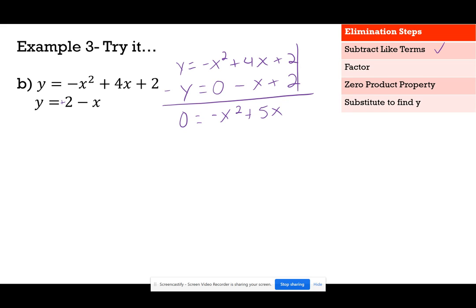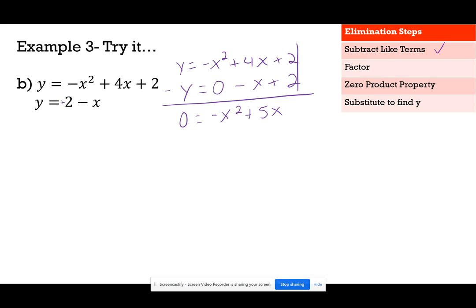Now we need to factor. So looking at the right-hand side, this one would not be good for the diamond method because I don't have 3 terms. I only have 2 terms. So I need to think of a different way that I could factor this. I mean, technically I have a plus 0 at the end, but there's nothing that's going to multiply to 0 and add to 5. That's impossible.